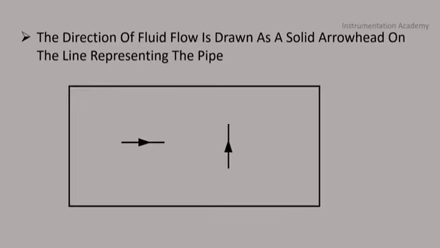A P&ID shows the direction of a fluid stream flowing within a pipe. The direction of flow is drawn as a solid arrowhead on the line representing the pipe.